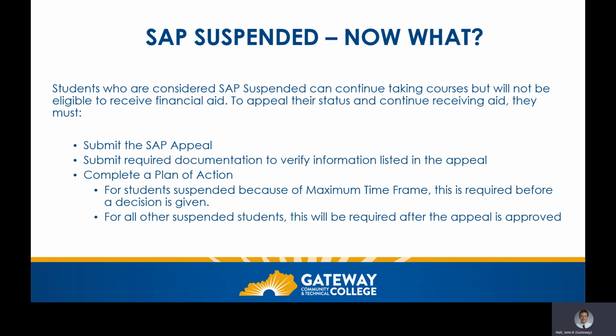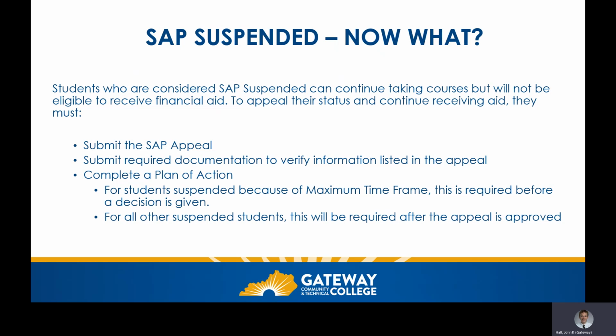Once the appeal is completed, students will complete a plan of action with their advisor to go over what remaining coursework is needed to complete their degree. If a student is suspended, however, because of maximum time frame, that plan of action is going to be required before the committee reviews and makes their decision. That's just because the student has already taken so many classes. The committee just wants to make sure that the courses that are being taken in the future will be needed for that degree, and to see actually how many courses are left for the student to complete.